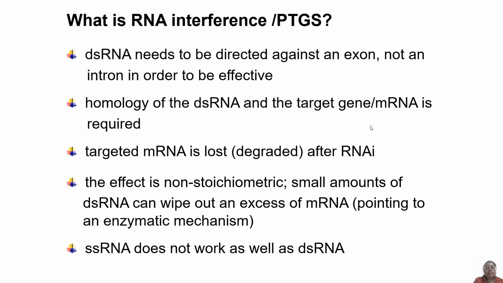So, dsRNA needs to be directed against an exon, not an intron, in order to be effective. Okay, exon will be the coding part. Homology of the dsRNA and the target gene mRNA is required. Targeted mRNA is lost, degraded, in RNA interference. The effect is non-stoichiometric. Small amounts of dsRNA can wipe out an excess of mRNA. Okay? And ssRNA does not work as well as dsRNA.